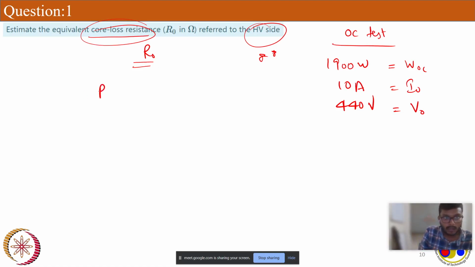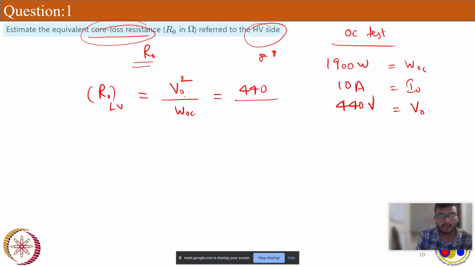So my R naught on the LV side will be simple: square of the voltage reading divided by WOC, which is V input, this input V1. How much is this?